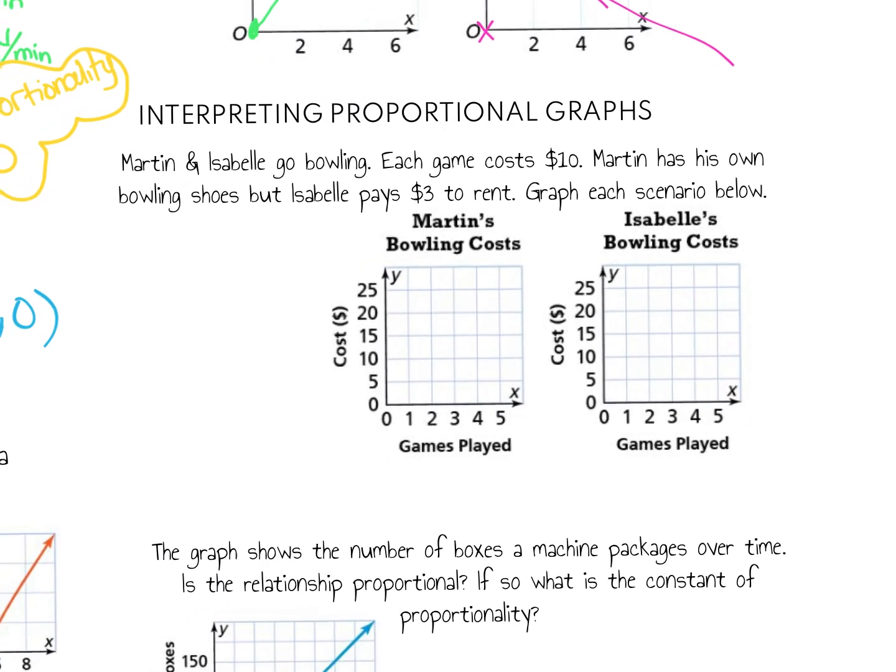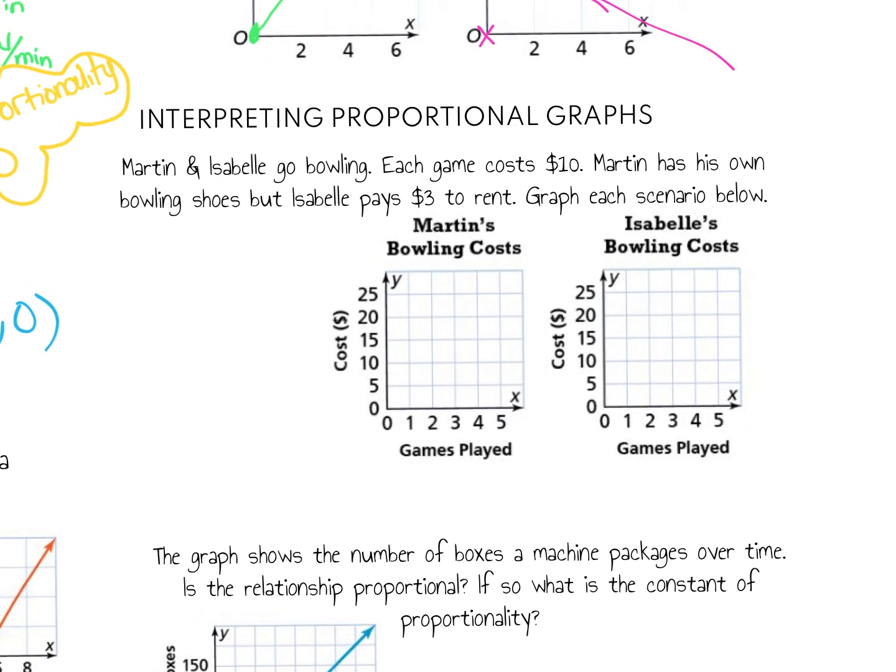Let's just practice interpreting these graphs. So here's an example. Martin and Isabel go bowling. Each game costs $10. Martin has his own bowling shoes, but Isabel pays $3 to rent. Graph each scenario. Let's start with Martin.